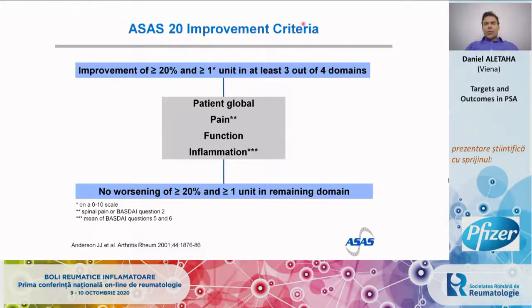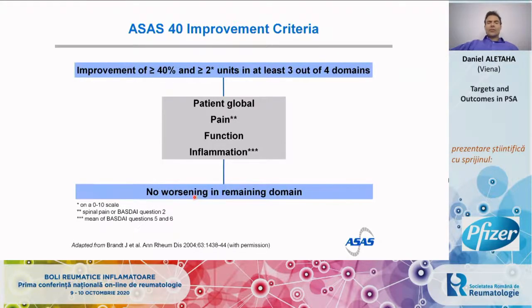There are other components as well, and other tools as well, and this is, for example, the ASAS improvement criteria. Now, these are more like the ACR improvement criteria used for clinical studies, and these are used in clinical studies or trials of axSpA, but in theory they can be used as measures also for the axial component of psoriatic arthritis, and you can see it includes several components related to disease activity on the spine, and you have to have an improvement in at least 3 or 4 of them of 20% or at least 1 unit, and no worsening in the remaining domain.